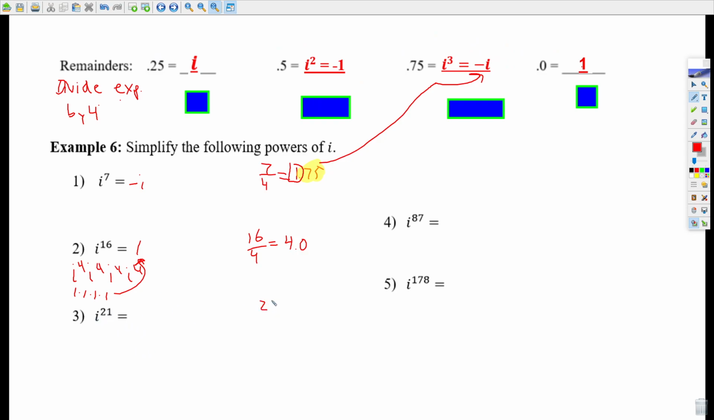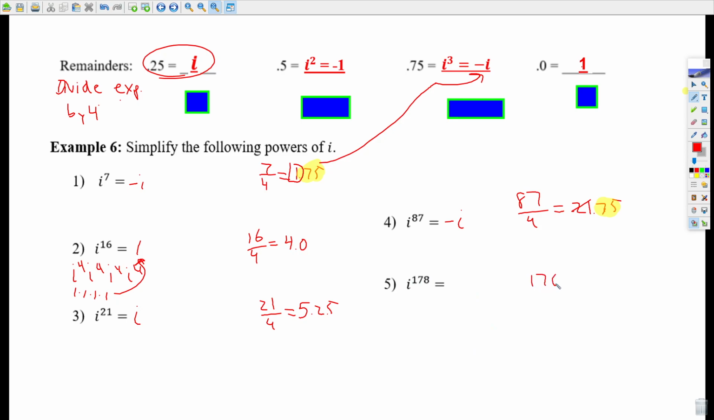Okay, 21, same thing, divide by 4. That gives you 5.25, right? 4 goes into 20 5 times, and there's a 0.25 left, so that means the answer is, look up here, i. Number 4, divide 87 by 4. That's going to be 21, right? That'd be 84.75. Don't care about the whole number so much. Highlight this. 0.75 means -i.